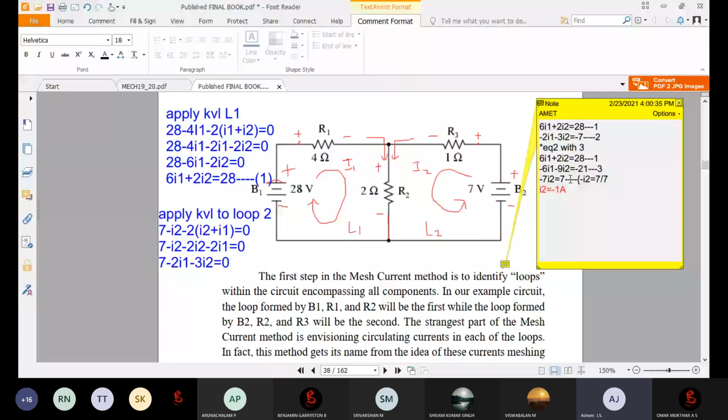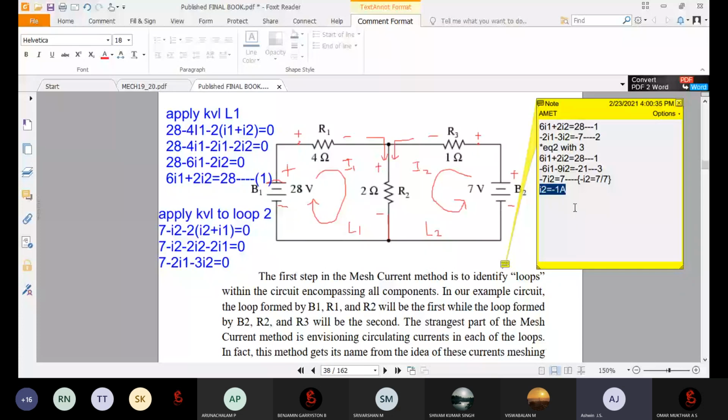In the next step, the 7 gets cancelled and you get 1. So minus I2 is equal to 1, otherwise I2 is equal to minus 1. Any doubt in this? It is just a simple equation, mathematics only, not a matrix. So now I got I2 is equal to minus 1 amps.